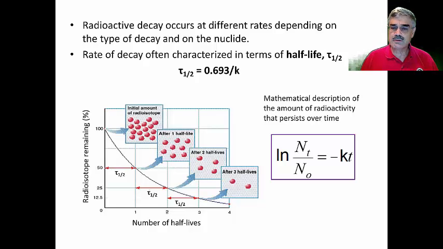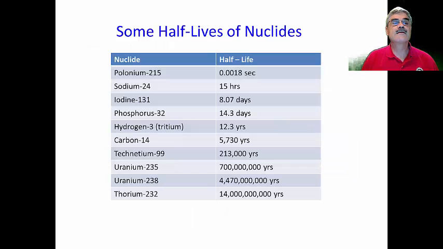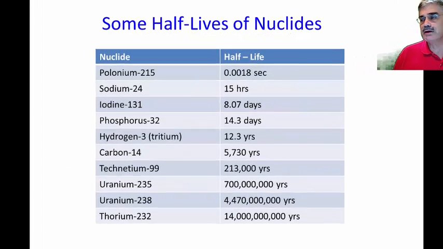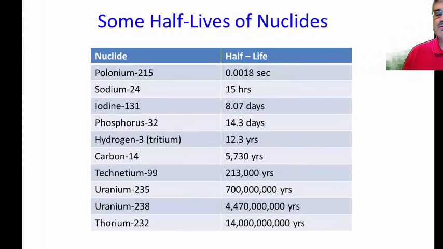Now, different nuclides decay with different half-lives. Some are very short, some are extremely, extremely long. The next table gives you some values for different radioactive materials. As you can see, the first entry, an isotope of polonium, polonium-215, has a very, very brief half-life of 0.0018 seconds or 1.8 milliseconds. Very, very brief.